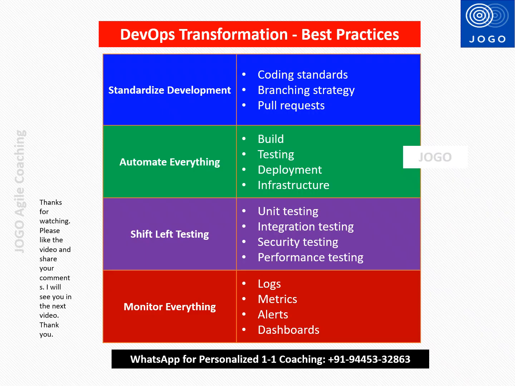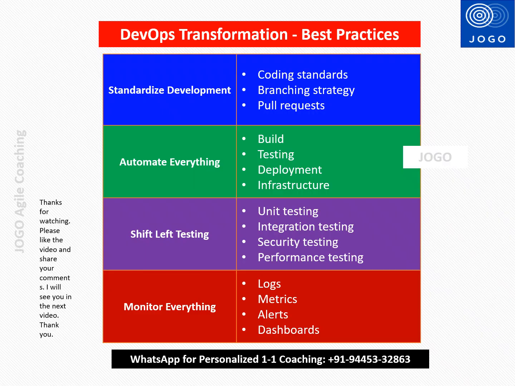The third one is shift left testing. We can do unit testing, integration testing, security testing, performance testing. These testing activities can be started well in advance. Even during the requirement phase, the team members can start writing the test cases and automation scripts so that we can start the testing early. I have posted a separate video in this channel about shift left testing. Please watch that to understand the end-to-end process of shift left testing and its benefits.